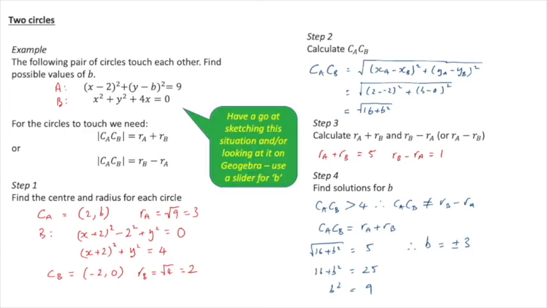And you should have a go at sketching this, and or looking at it on GeoGebra. On GeoGebra, you could use a slider for b, so you could be moving circle A, and to see what values of b then mean it just touches circle B, and certainly it'd be worth having a go at sketching it.